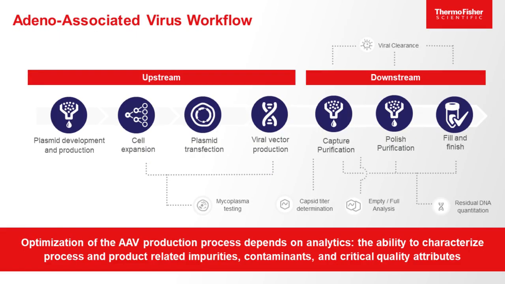Let's take a quick look at the gene therapy workflow, specifically for an AAV vector production. As with any bioproduction process, it is critical to monitor production quality and purity throughout the entire process using robust analytics. Starting with plasmid production through viral vector production in the upstream, regulatory guidance recommends monitoring non-vector DNA and mycoplasma, as well as other contaminants to aid in optimization of the process.